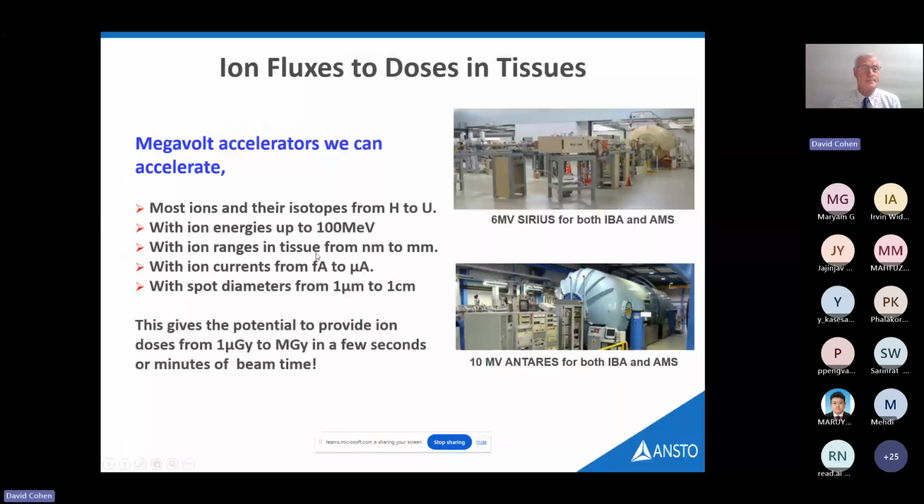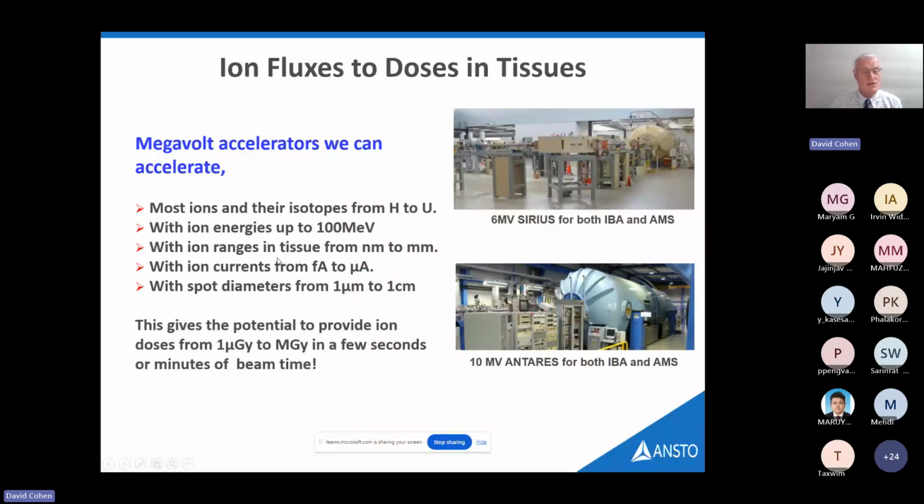And we're very good at this because we're physicists. We understand ion fluxes to doses, how you convert an ion flux to a dose. And again, as I've mentioned, we can do most ions and isotopes. We can do anything up to 100 MeV energies for ions. So it's a lot of energy to dump into a silicon chip, for instance, or into a biological cell.